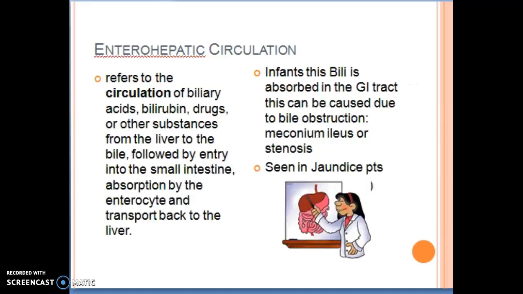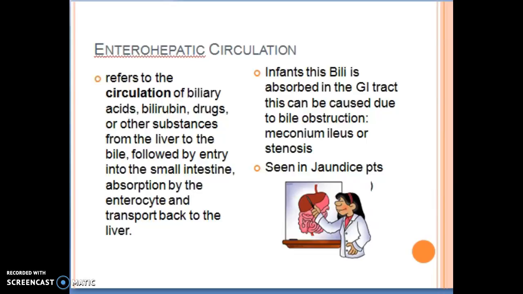The enterohepatic circulation refers to the bile acids, bilirubin, drugs, and other substances that go through the liver. So the liver will metabolize it, and then it will flow through bile and then the small intestines, where it is reabsorbed. But instead of being excreted, it's reabsorbed back into the liver. A lot of infants, if this is happening, usually have an obstruction in their GI tract. It's usually meconium ileus or stenosis. And this is also seen in adults with jaundice too, but most commonly with infants.